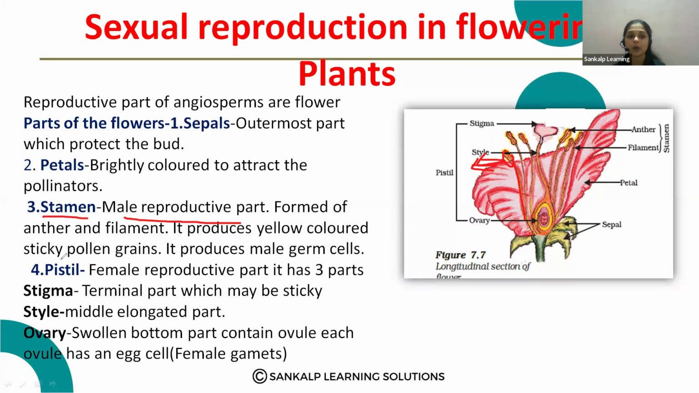And the fourth important reproductive structure is the pistil.